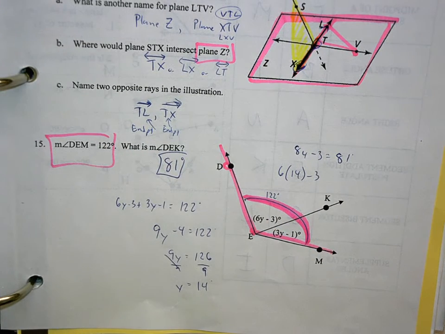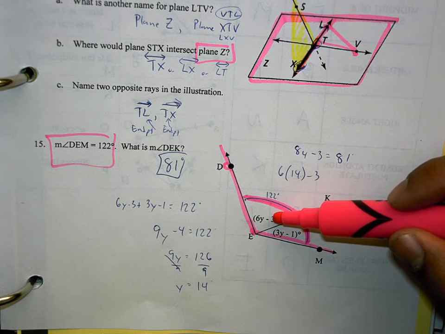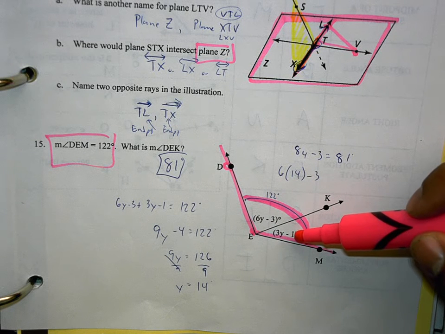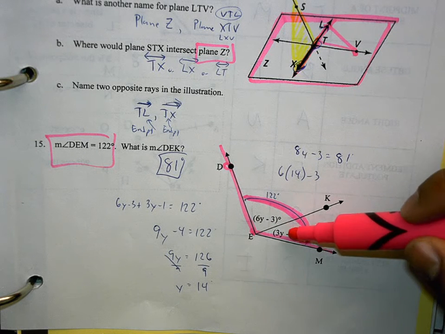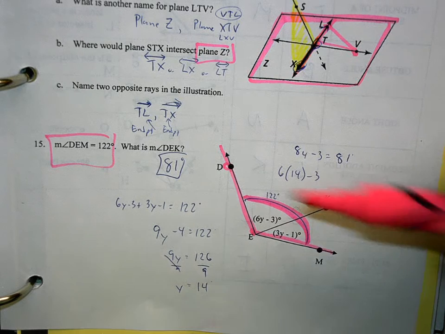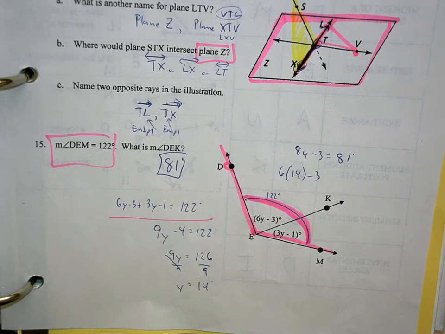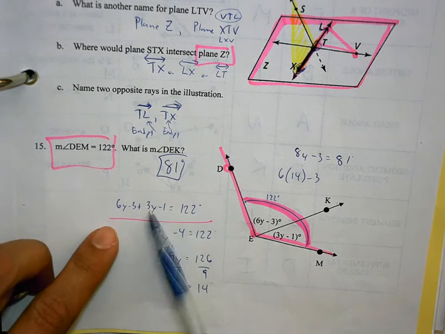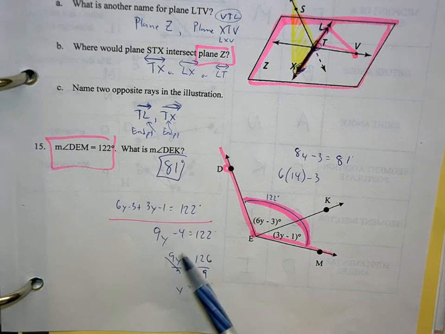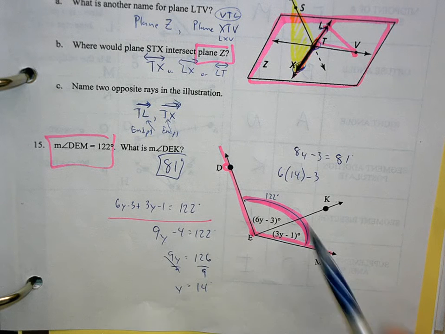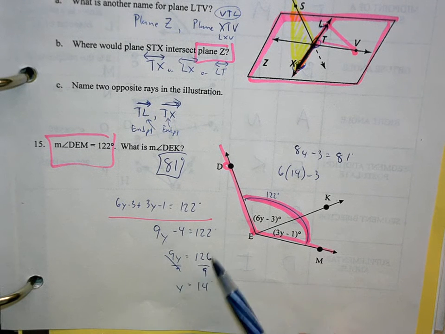And then they tell you that this one is 6y minus 3 and this one's 3y minus 1. So these 2 things added together equals 122. There's my equation. When I add these 2 things together, I get 9y minus 4 equals 122. I can add the 4, I can divide by 9, and I can get what y is equal to.